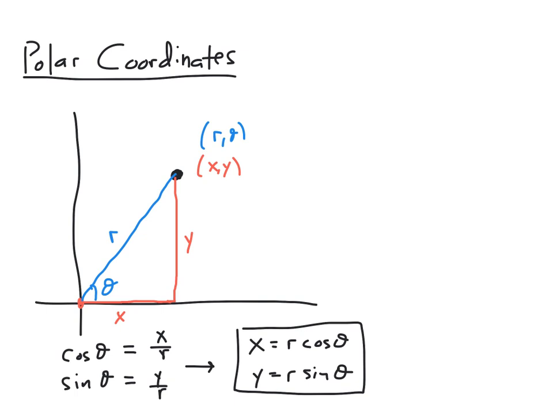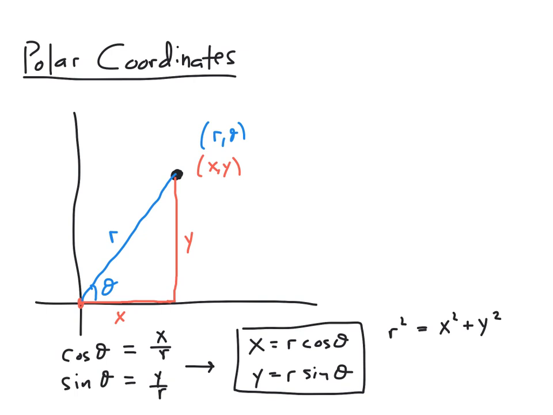To convert in the other direction, if we know x and y and want to find r and theta, which is actually for integration what we're going to want to do more often, to get r, we can use the Pythagorean theorem. We see that r squared is equal to x squared plus y squared. This is just the Pythagorean theorem for this particular right triangle. And so if I know the Cartesian coordinates, I can square each of them, add them together, and that is the square of the first polar coordinate.